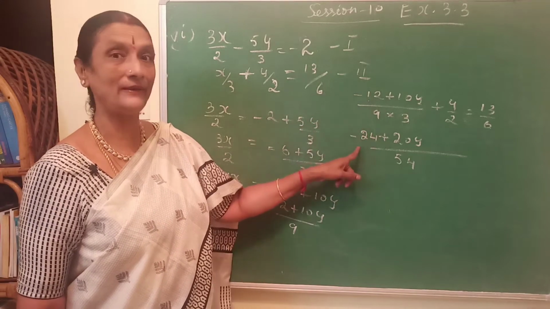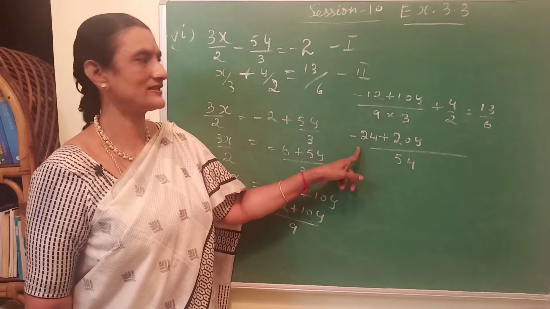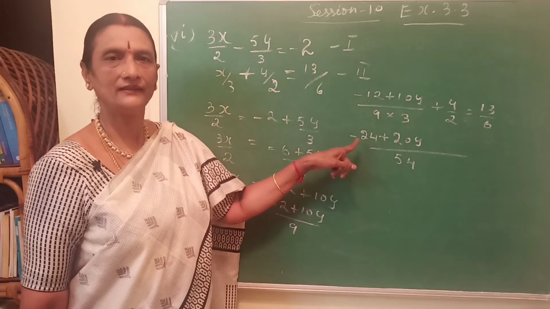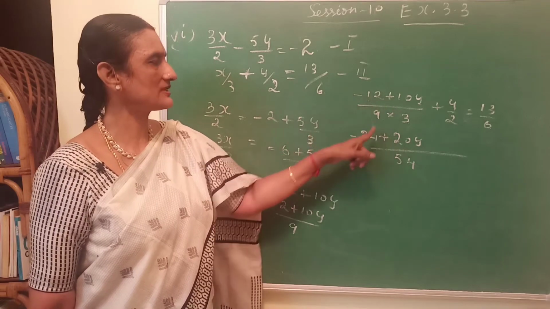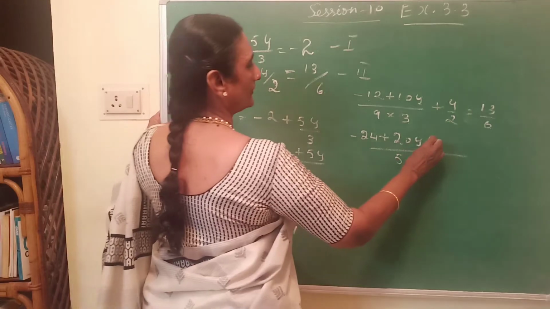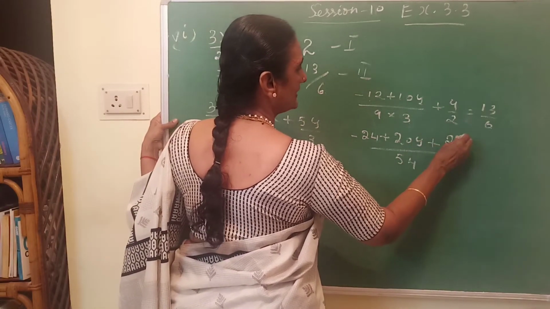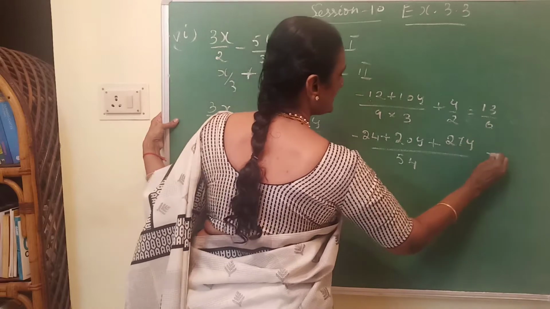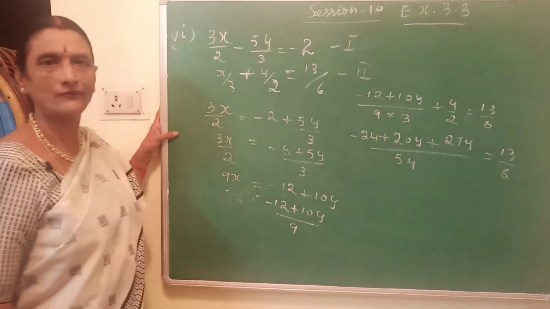So minus, be very careful. You will have a tendency to make mistakes because of so many numbers in the numerator and the denominator. Okay. So 2 times minus 24 plus 20y, and here we have to multiply it by 27. So I will get 27y is equal to 13 by 6. Is that clear to all of you?